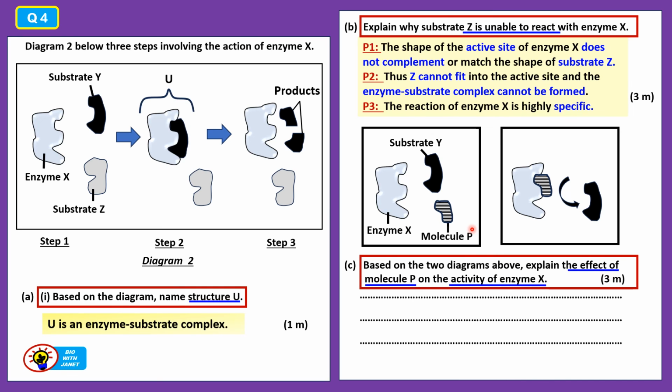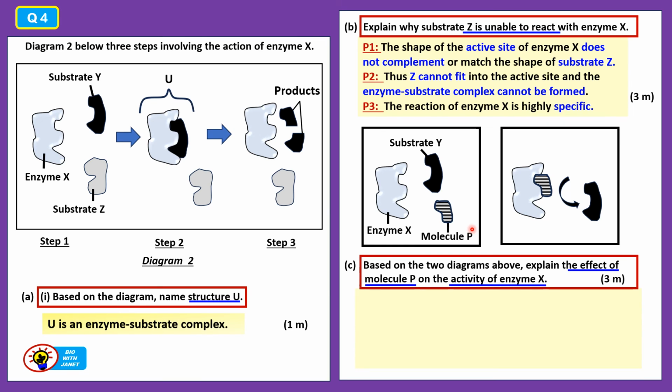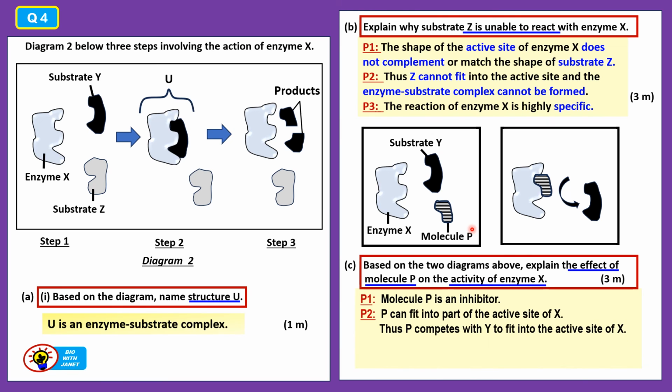So this is a HOTS question that is similar to an SPM past year question. Okay, let's look at the answer. Molecule P is actually an inhibitor. So we know from the characteristics of enzymes that inhibitors can stop the reaction or slow down the reaction. So how do they do that? Now, P can fit into part of the active site of X. So not all, but it can fit into part of it.